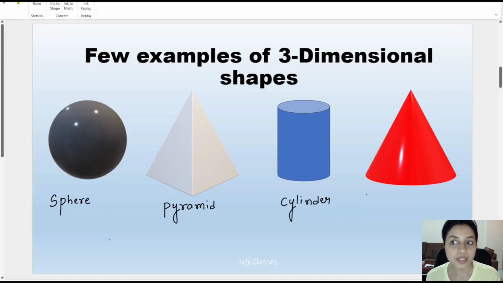Now let's move to the last one. Here the last figure looks like a birthday cap, right? Yes, it's a birthday cap, and the name of this figure is cone. This is also a three-dimensional shape, and we can also call it conical shape. We have so many examples of conical shapes in the form of a birthday cap, ice cream cone, or our mehendi cone. These are some examples of conical shape.